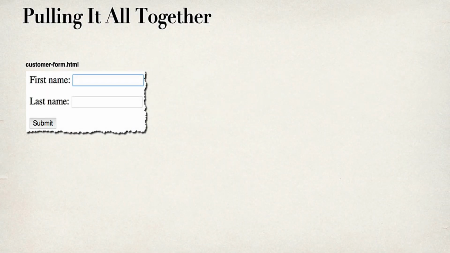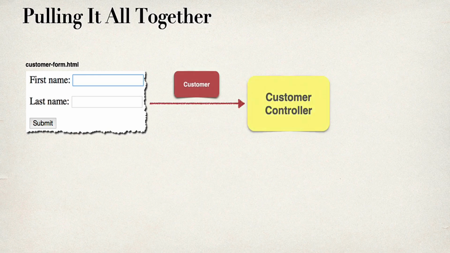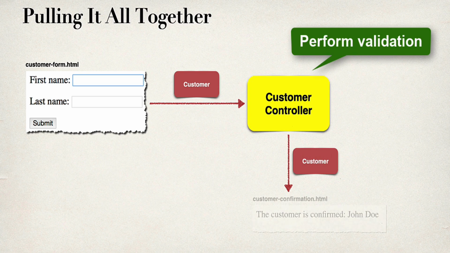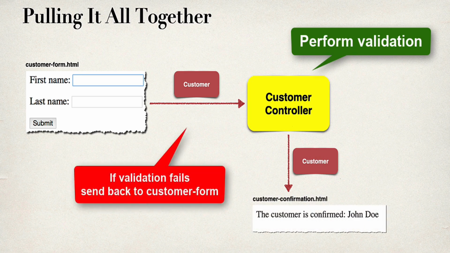And now let's take a look at the big picture. So here we'll have our customer form. The user enters their data, they hit submit, pass over a customer object to our customer controller, and the customer controller will actually perform the validation. If the validation is successful, we'll send them to the confirmation page. If the validation fails, then we'll send them back to the customer form for them to fix up the form and resubmit again.